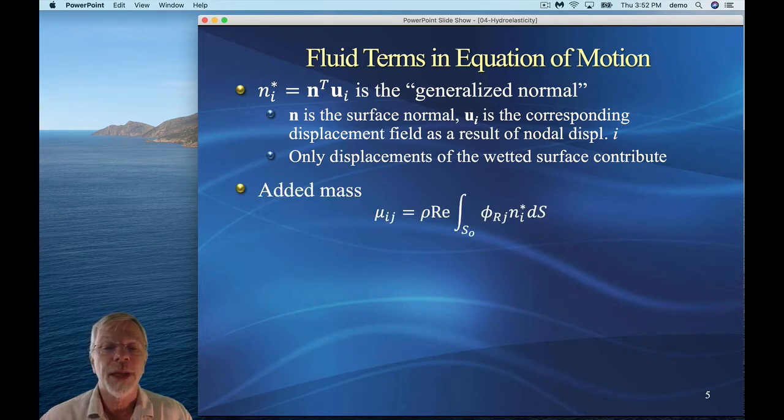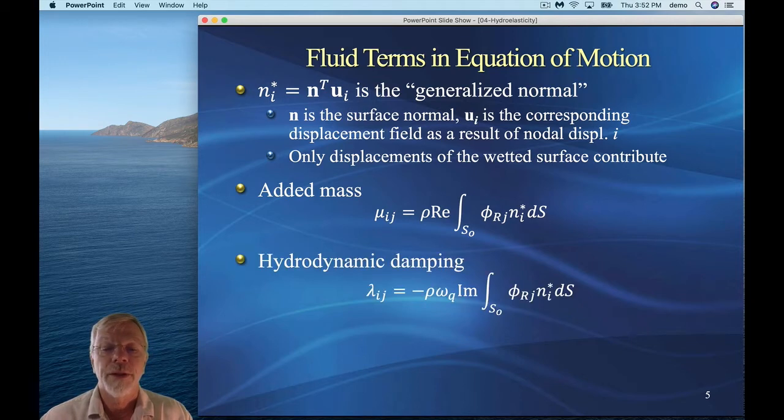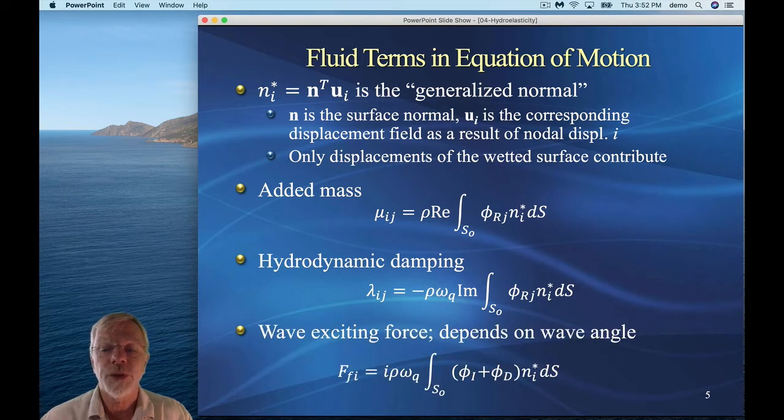The added mass is obtained as the real part of the integral of the radiation potential times the generalized normal over the wetted surface. The hydrodynamic damping is the imaginary part of that integration. And the wave exciting forces depend on the wave angle, because the incident wave potential and the diffracted wave potential depend on the incoming wave angle. But I hasten to point out that the added mass and damping are independent of wave angle. There is no incoming wave. The added mass and damping are a result of the structural motion, not of any incoming waves.